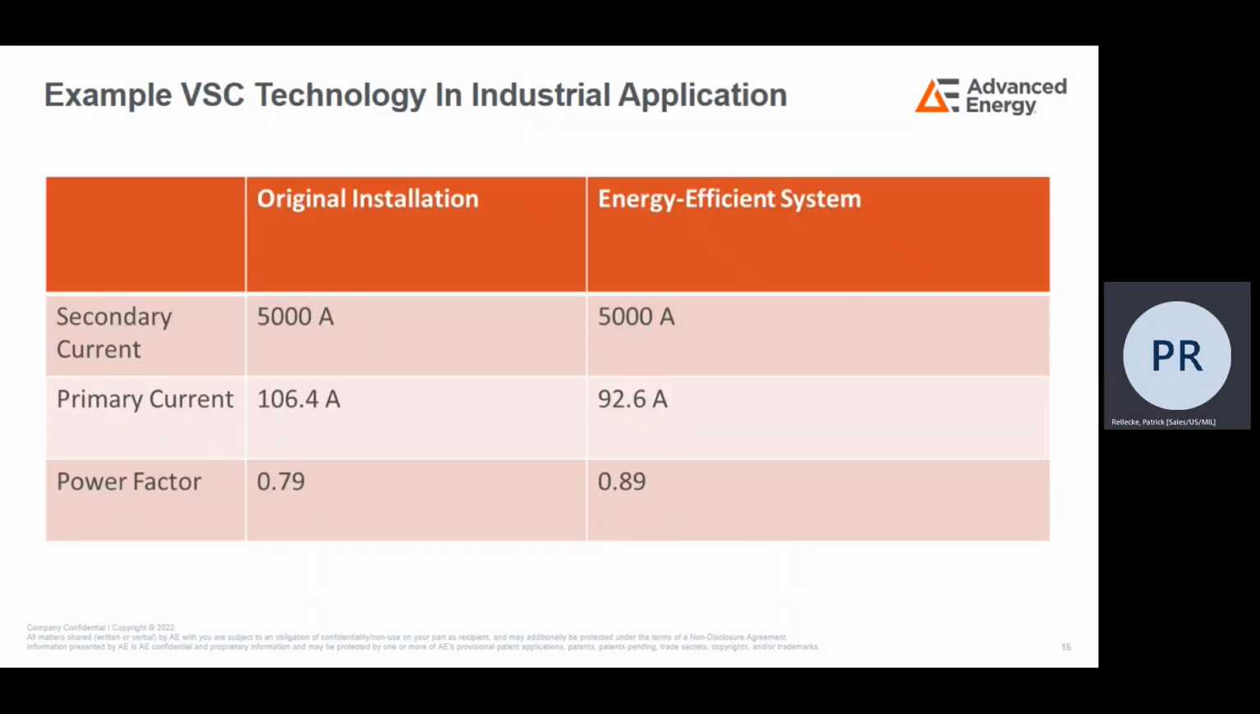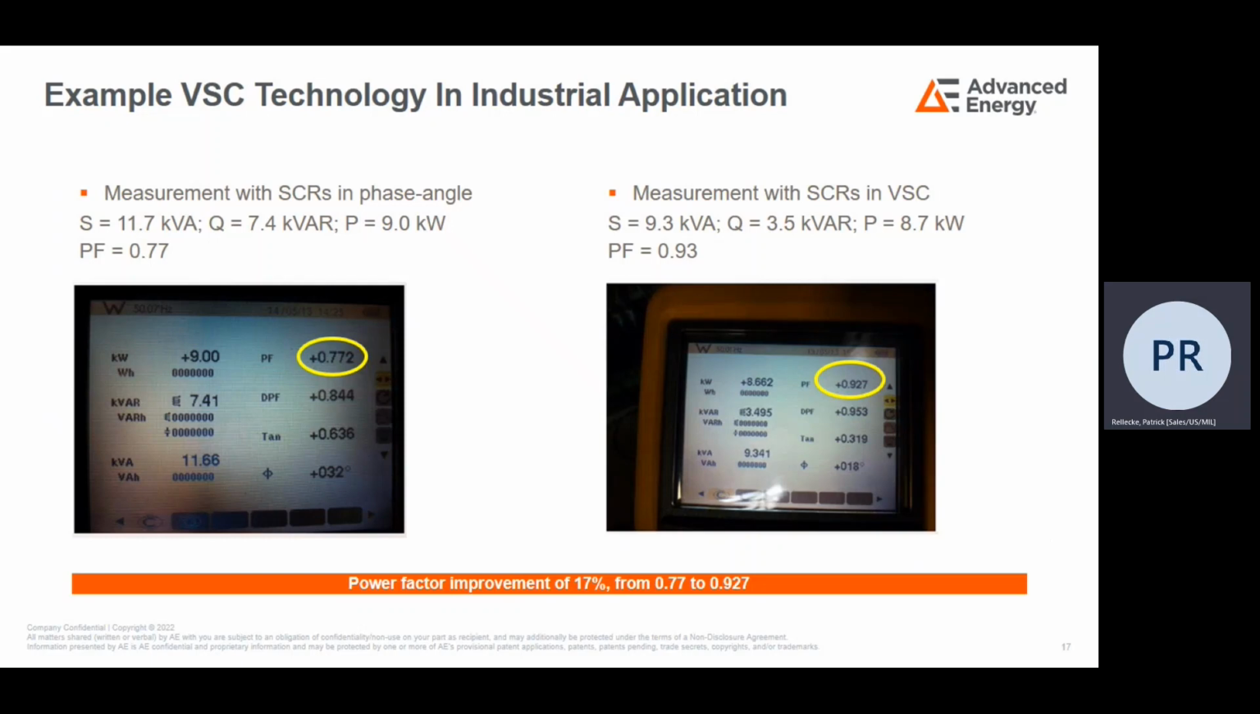Last but not least, here is an example of VSC in an industrial application. While the secondary current at our load is equal at 5000 amps, we see that the primary current is lower in the energy-efficient circuit. The energy-efficient circuit is 0.1 better in power factor overall. And here's a screen of the analyzer showing an improvement from 0.77 up to 0.93 at this stage of the modulation.